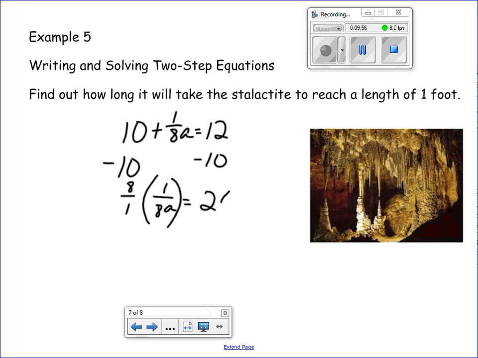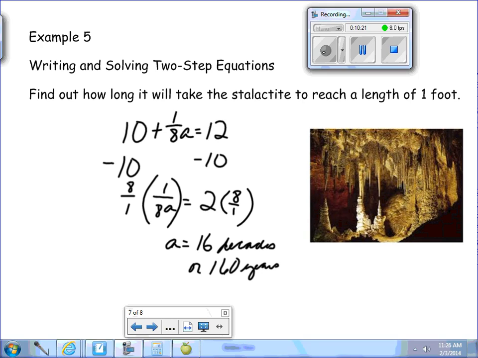Multiply it times its multiplicative inverse. A is going to equal 16. The stalactite will be 1 foot long after 16 decades, which is 160 years. So since the original problem was talking about decades, A was the decades, and since it was already 10 inches, we wanted it to be a foot. So we changed it to 12 inches because that's how long a foot is in inches. And again, we used our rules. So 16 decades, because that is what A was, or 160 years.